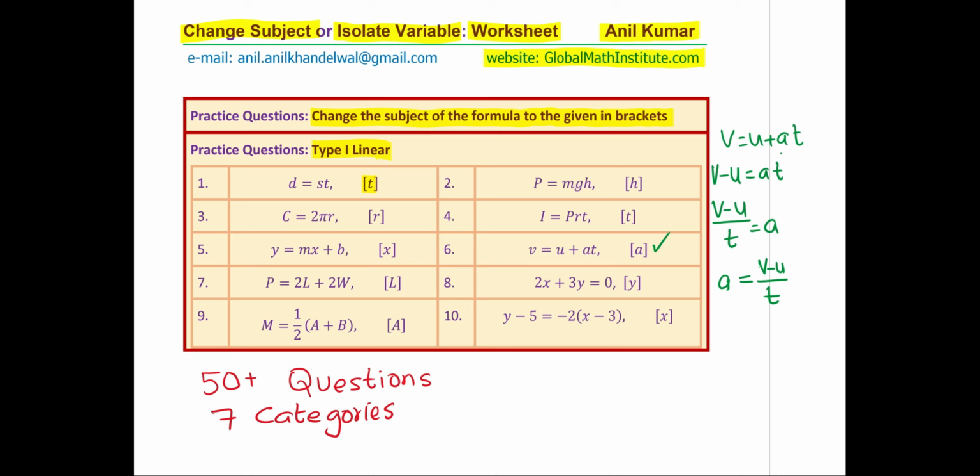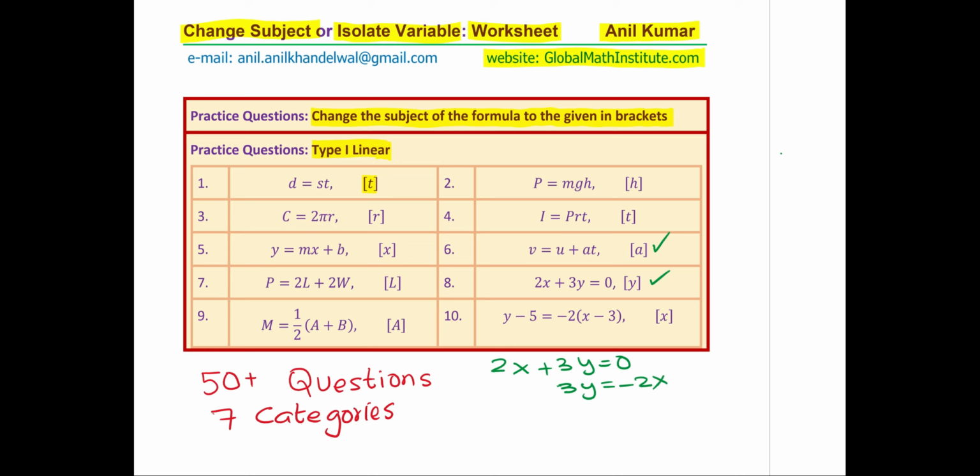Let me take another example from here just to give you more practice. Let me take this example, 8, which in this case is 2x plus 3y equals 0. We need to isolate y. So I could take 2x to the other side. That gives me 3y equals minus 2x. Now dividing by 3, I can get what y is. So y is minus 2 over 3 x. Does it make sense to you? Simple as that. That is our type 1 linear equations where we are isolating, right?